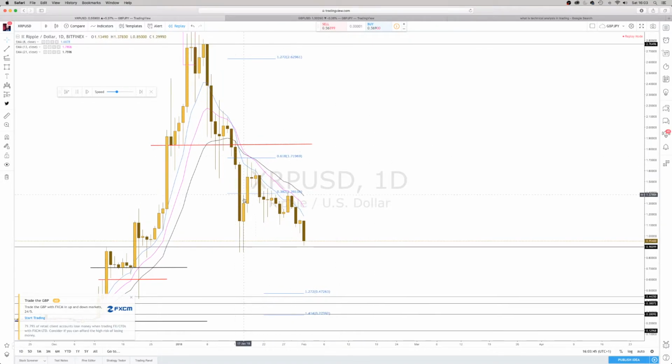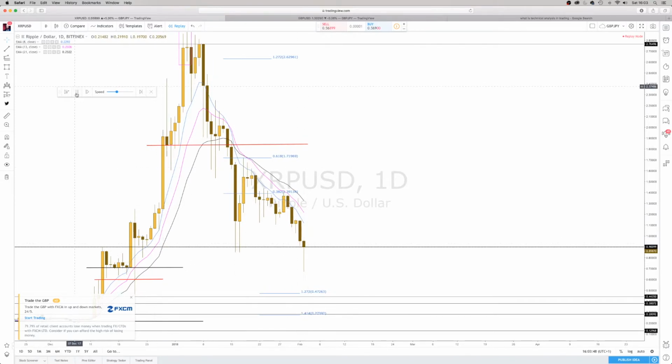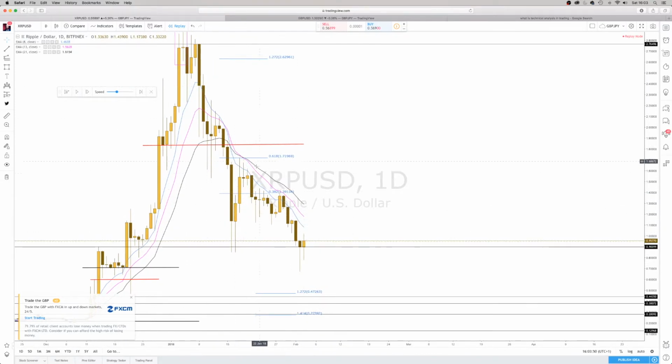But notice there's a lot of wicks on all these daily candles. Boom, and look at that one. Again, so you can just see how much price is moving on a day-to-day basis. Wild swings, wild swings.